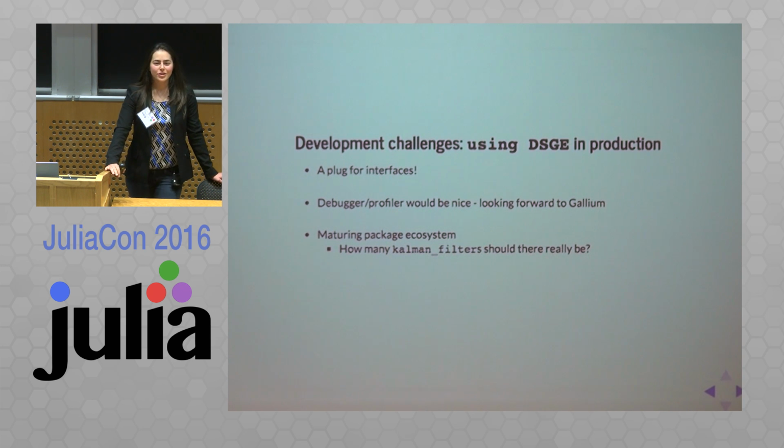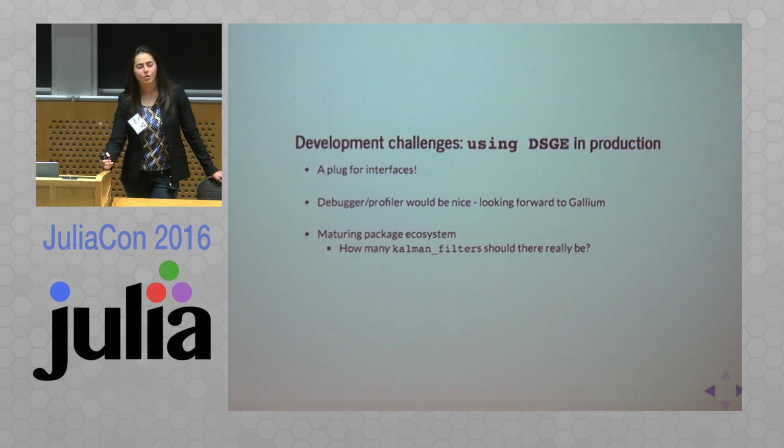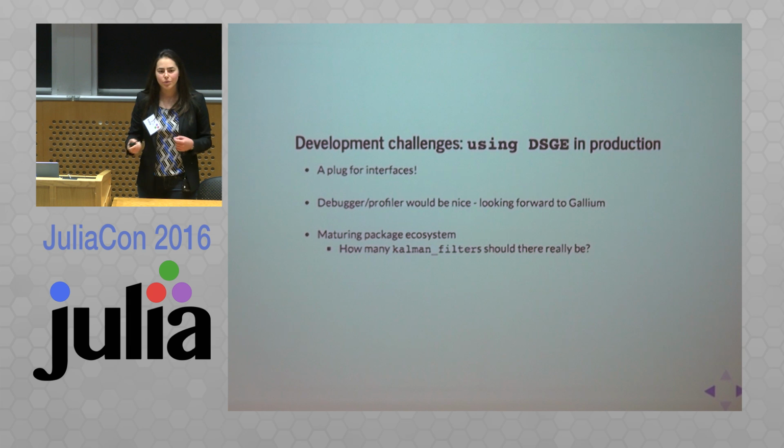Another interesting challenge is the maturing package ecosystem in Julia. So when we set out to implement the Kalman filter, for example, we looked around and we thought, are there any other implementations that we could use? And we checked out a bunch of them, and none of them really seemed to be right for us. So what did we do? We wrote our own Kalman filter. So maybe there were 4 before, and now there are 5. So I mean, maybe some way to deal with this could be useful.